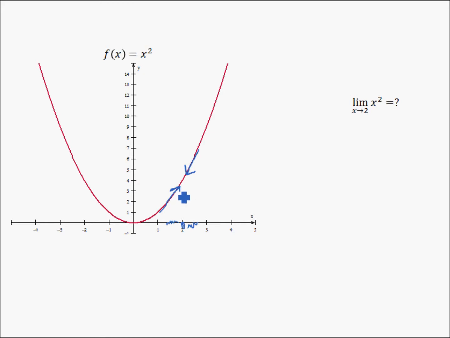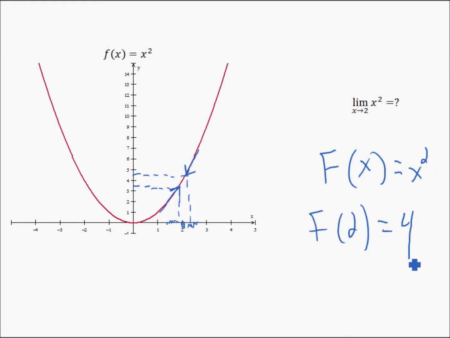So as I make x super close to 2, let's put a little dotted line here, I'm picking x values in this tiny little window around 2. What tiny little window am I trapping my y values around? You can see on this graph, if you make these x values super close to 2, then the y values get super close to 4. The reason is that at 2, x squared is 4. Basically, if f of x is x squared, then f of 2 is 4.